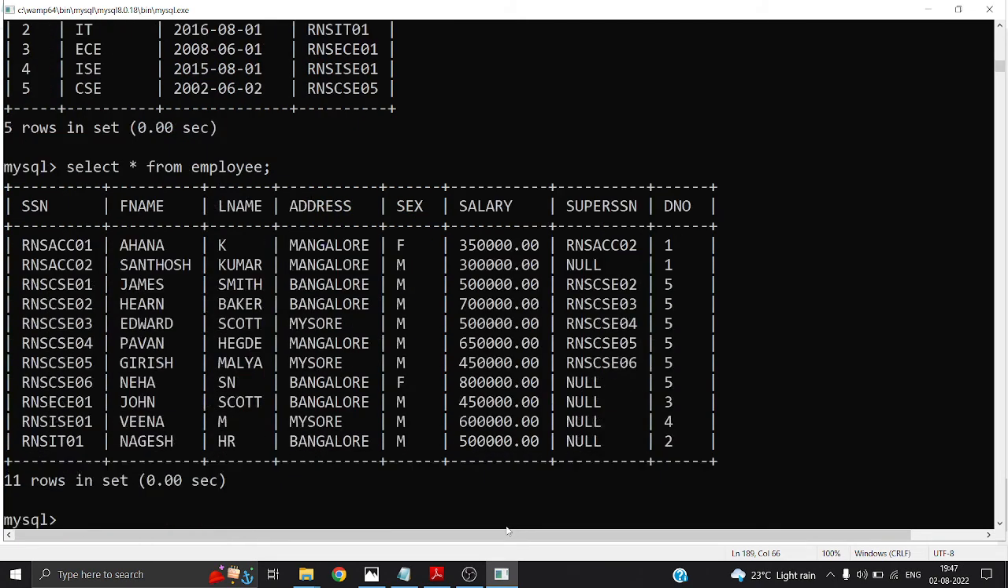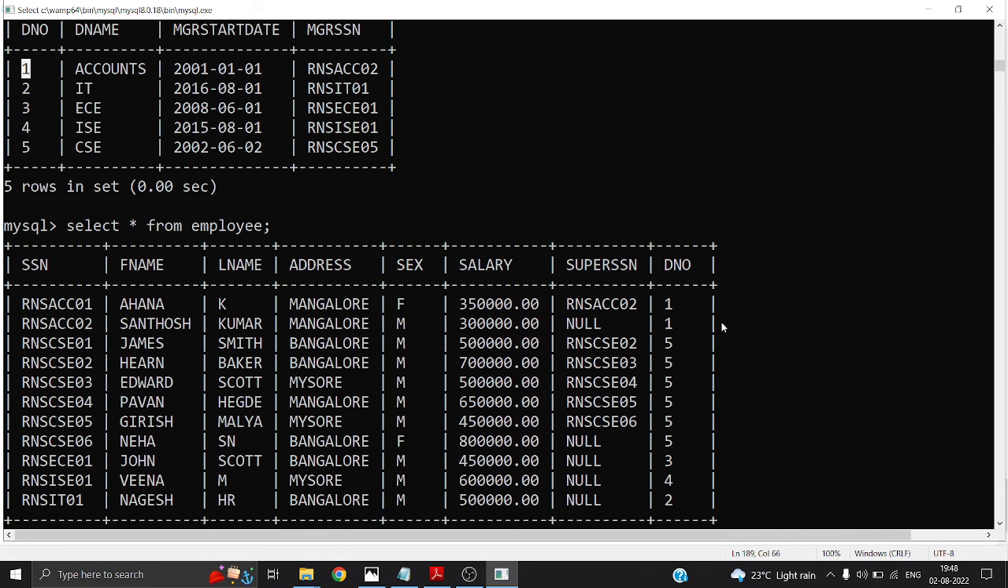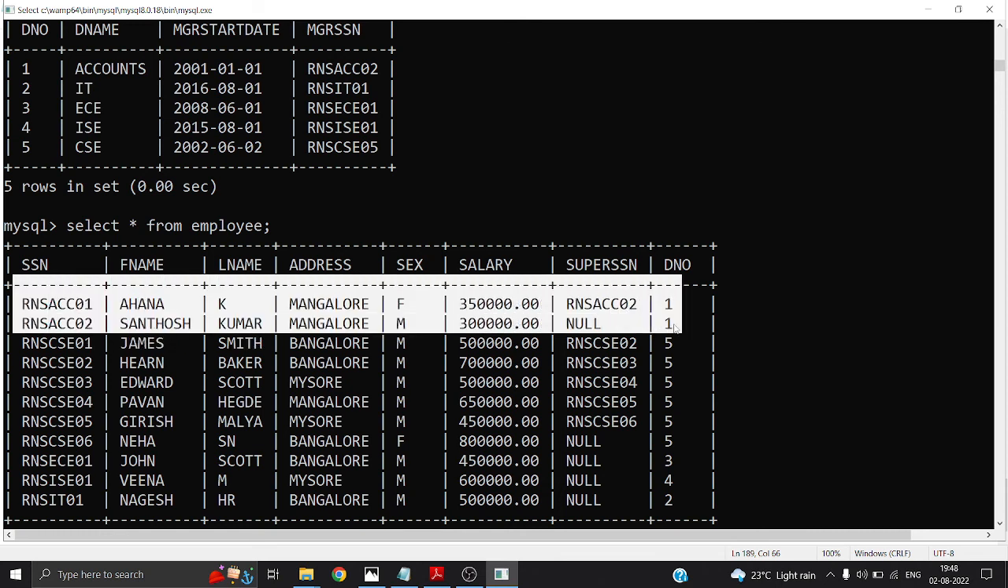Now in the department table, the accounts department number is 1. With that information, I'm coming to the employee table. Here you can see 1 and 1. So for department number 1, we have only two employees, so only these two employees.